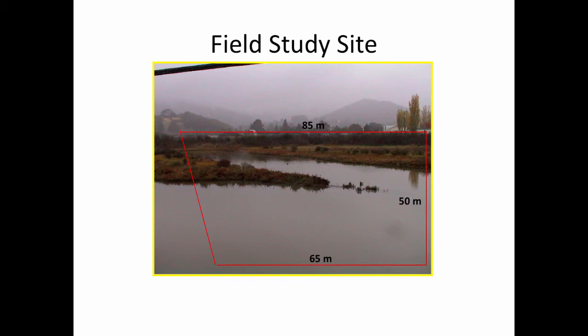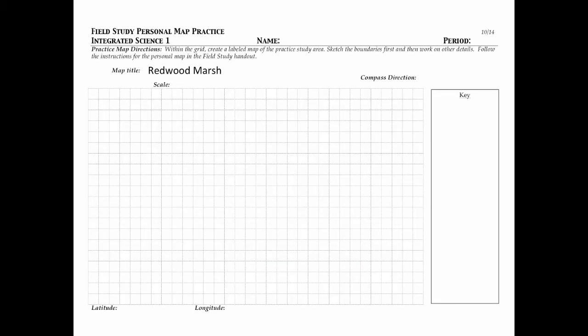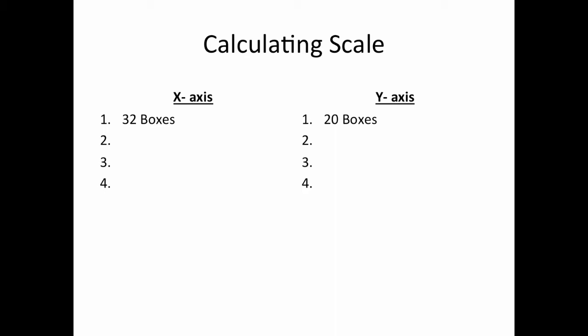The first step in calculating the scale is to count the number of boxes. So take a minute and count how many boxes make up the x-axis and how many make up the y. Pause this video while you count. After counting, you should have found that there are 32 boxes for the x-axis and 20 boxes for the y-axis. Write these numbers next to step 1 on the back of your practice sheet. Your practice sheet should look like the slide showing now.